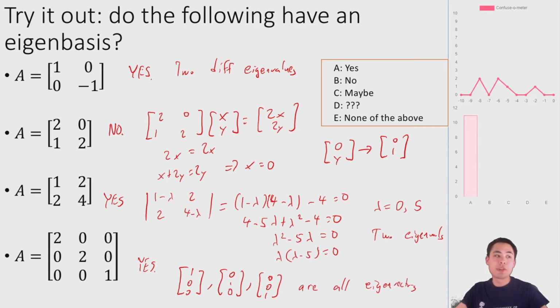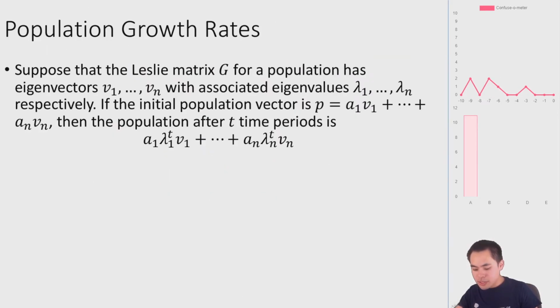And you could have solved for these. You would have solved for the eigenvalue 2 and gotten two linearly independent eigenvectors out of it. Okay, so let's keep on going.